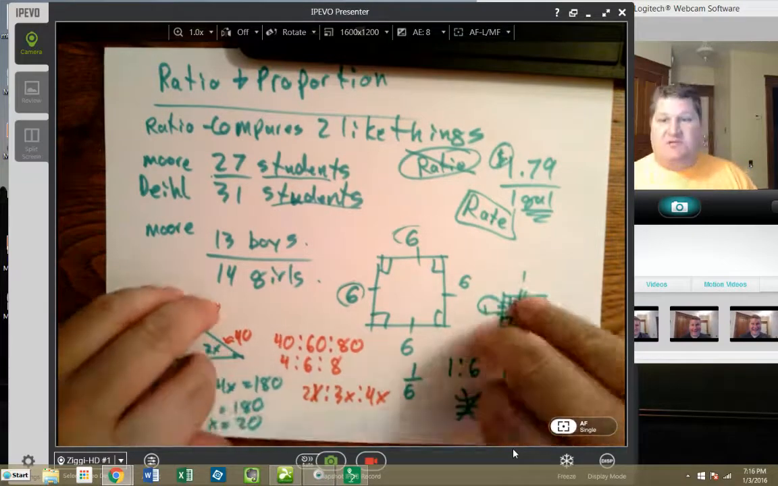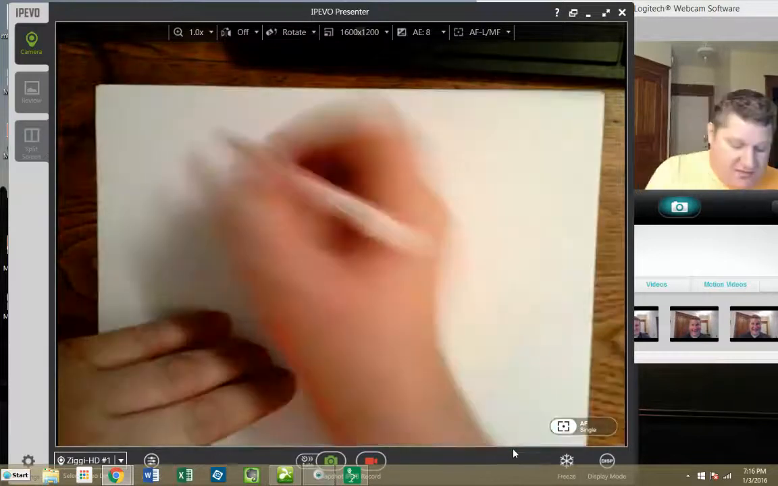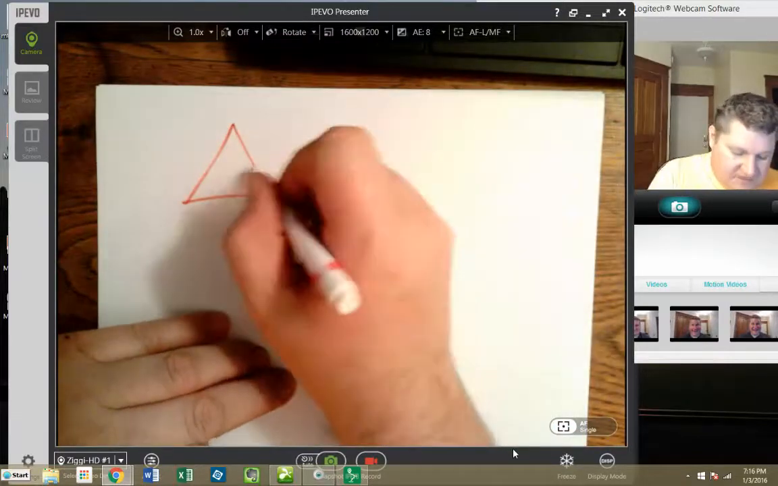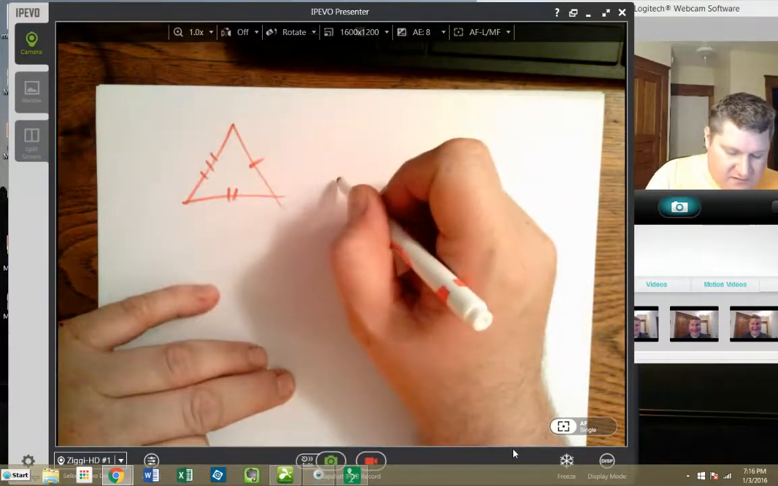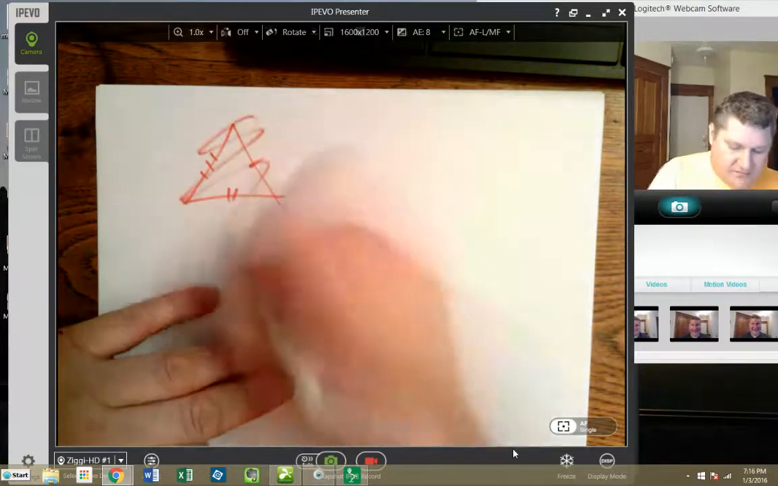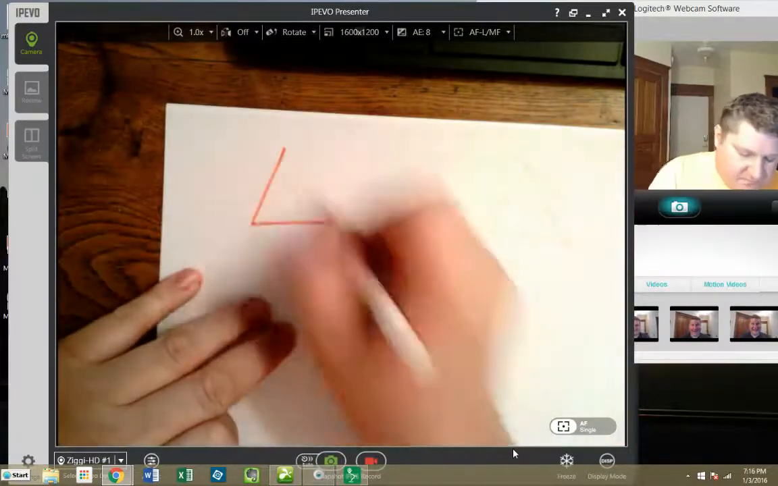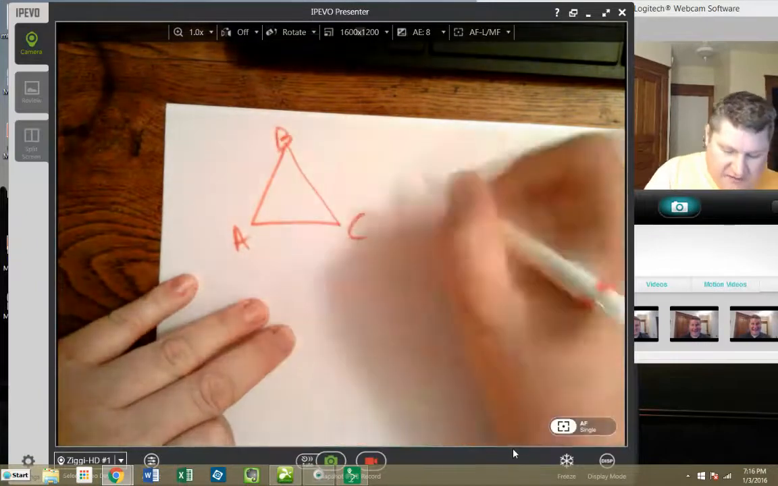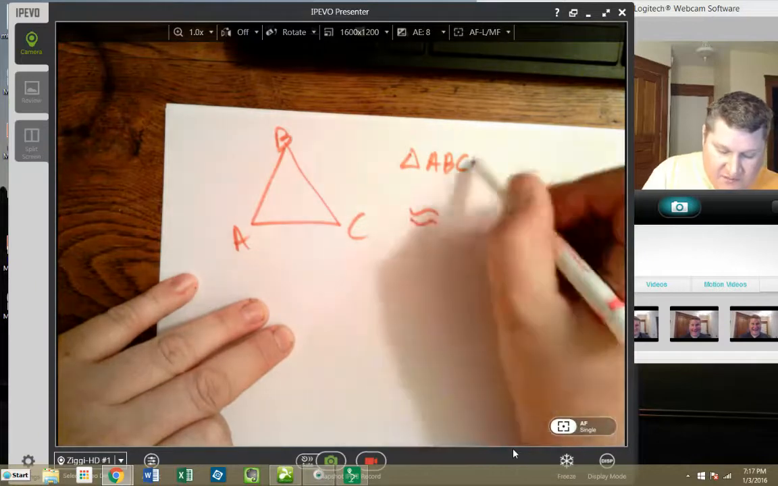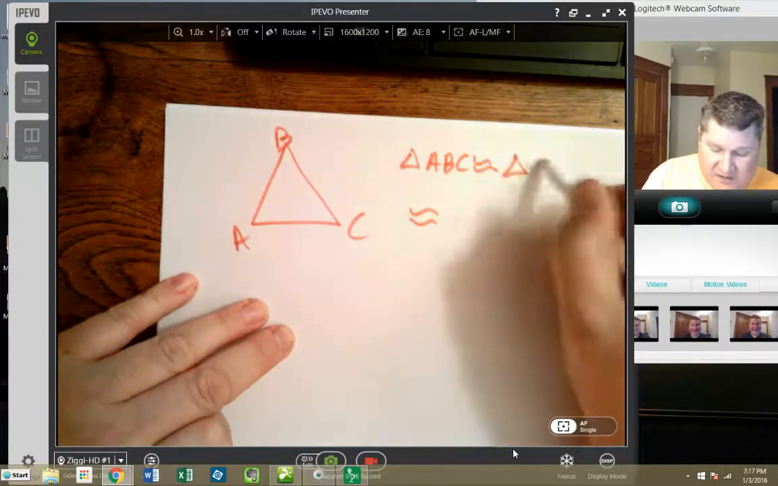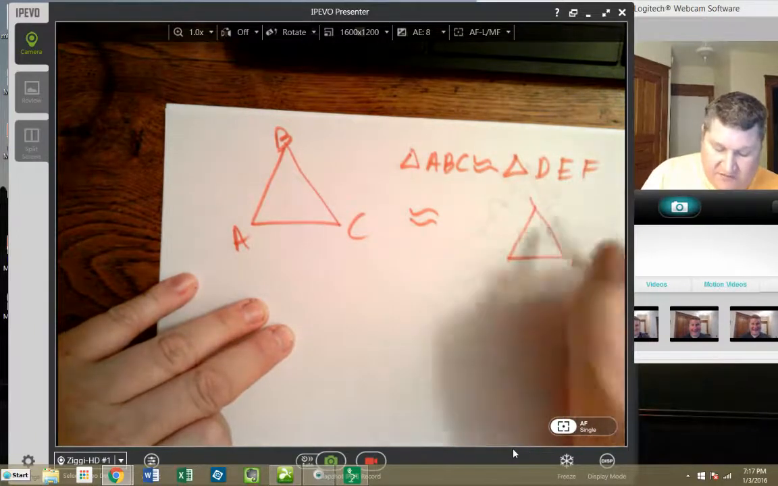Now, the way you take ratios and the way they're useful is if I know that this figure is proportional. Let's start over. If I know ABC, triangle ABC, is similar to triangle DEF, and we'll keep it simple here, folks. DEF.